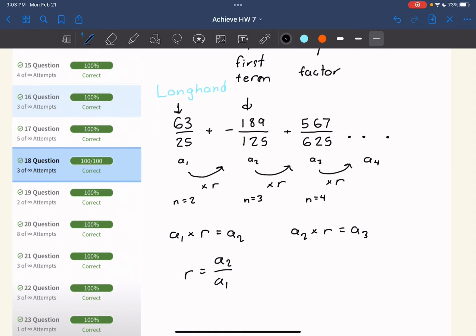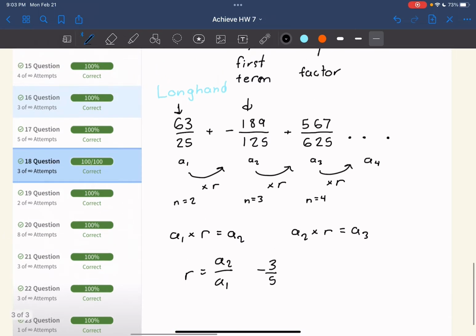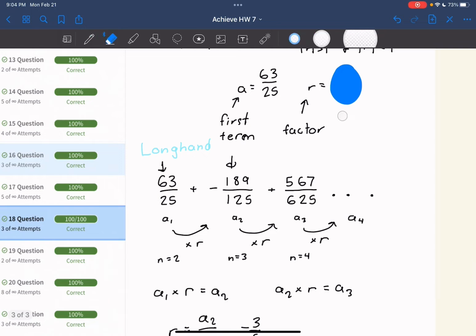So divided by this. And when you're dividing them, you're going to get negative 3 over 5. And you can test this. I know when you punch it into your calculator, or you solve it by hand, it may seem confusing. Is this really right? You can check it. 63 is going to be a1 times negative 3 over 5. So when you do 63 times 3, you get 189. And you do 25 times 5, you get 125. And this is minus, so this is going to be a minus sign. Now, there you have it. That's your r right there. Your r is going to be negative 3 over 5.